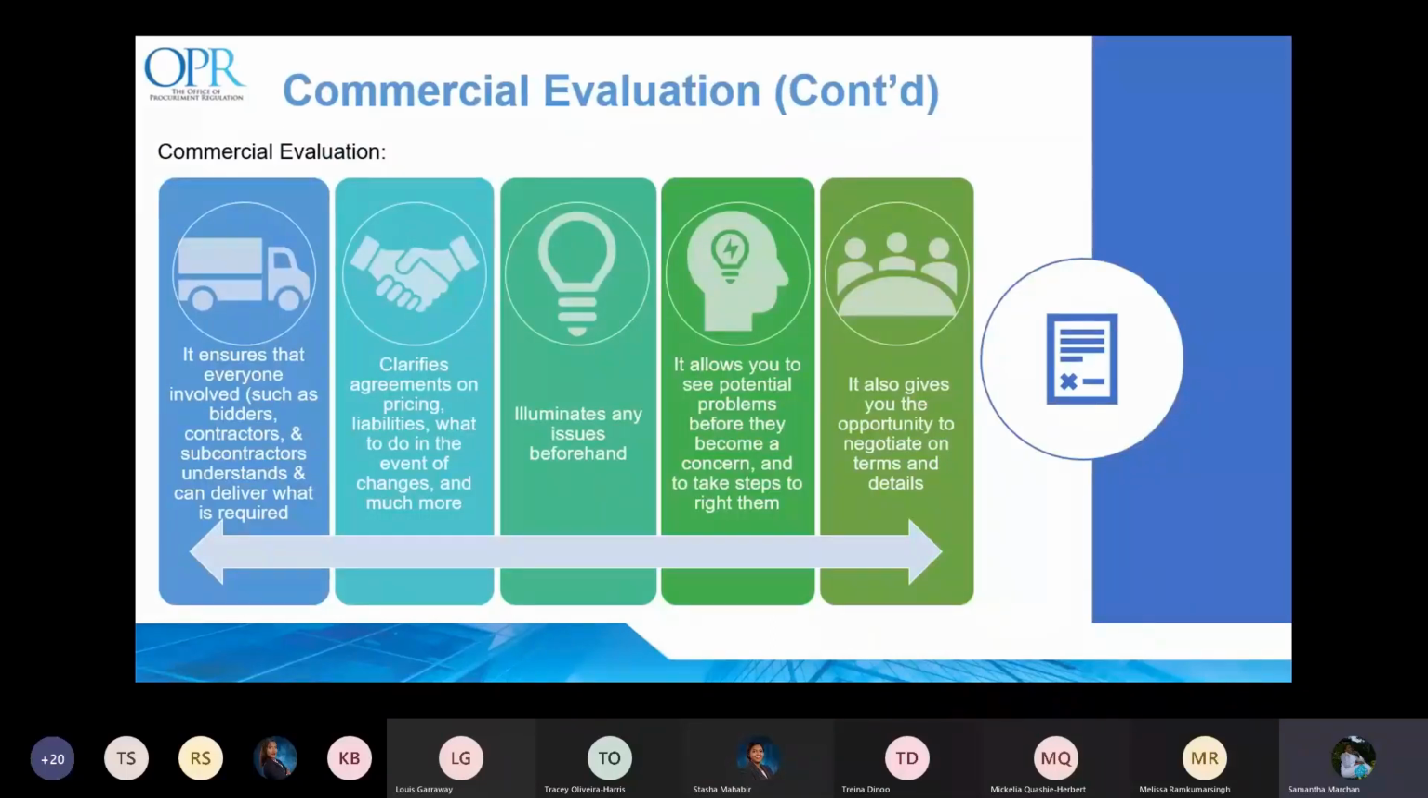A commercial bid evaluation helps ensure that you are getting the best and most cost-effective deal possible by ensuring that everyone understands the price of the requirements. It also allows for clarification and ensuring that there is a clear agreement on the price. It allows for the identification of any issues up front, and it allows the opportunity to take steps to resolve those issues. It also gives the opportunity to understand the terms and negotiate where applicable.